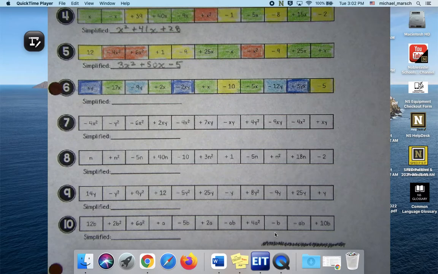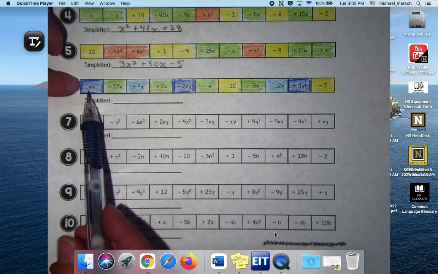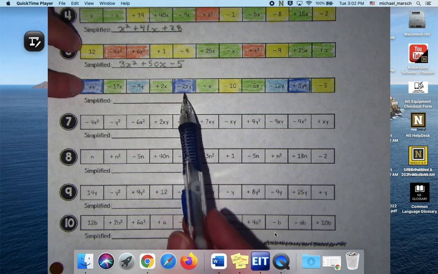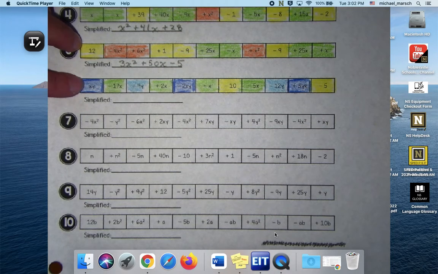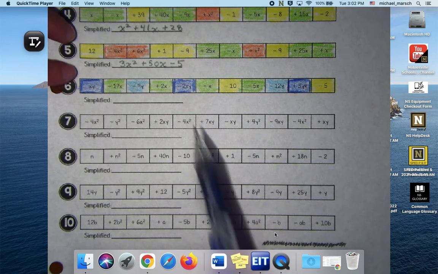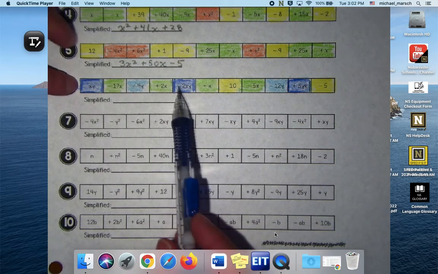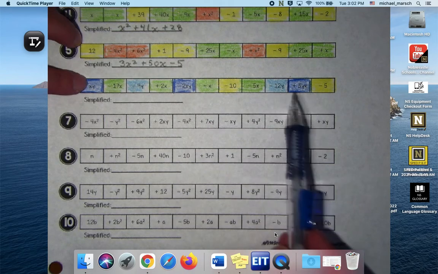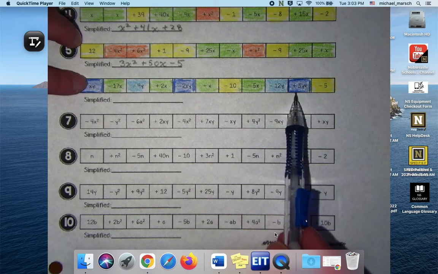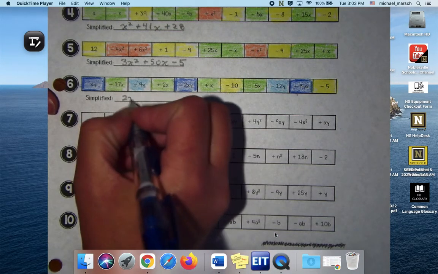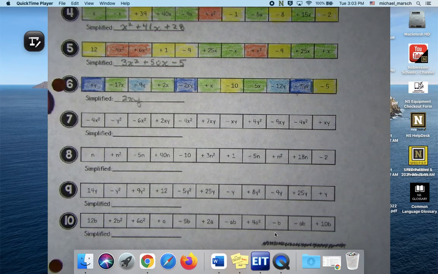Okay, so we're going to start out with the xy's. Dimitri, you're going to help me out with this one. What's 1xy minus 2xy? So what's 1 minus 2? Negative 1. And then plus 3. 2. So it's going to be 2xy's. Good job, Dimmy.